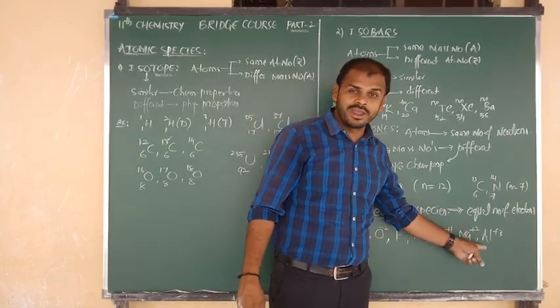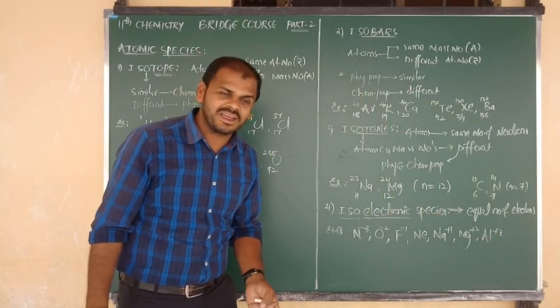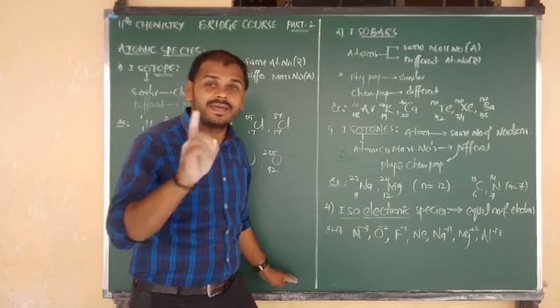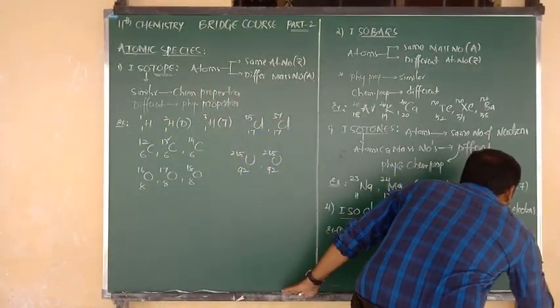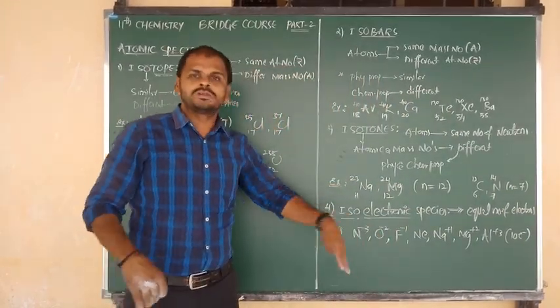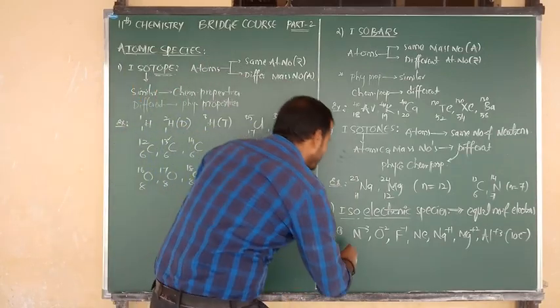Aluminum's atomic number is 13. From that we lose 3 electrons, and 13 minus 3 is 10. So all the species in the given list have the same number of electrons, equal to 10 electrons. So all are isoelectronic species. Okay, another very important example I am going to show you.